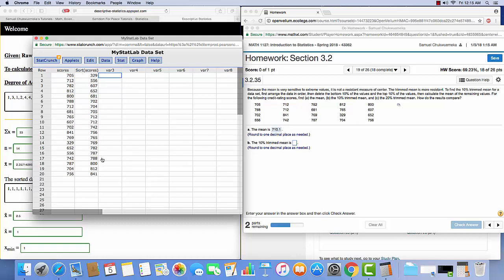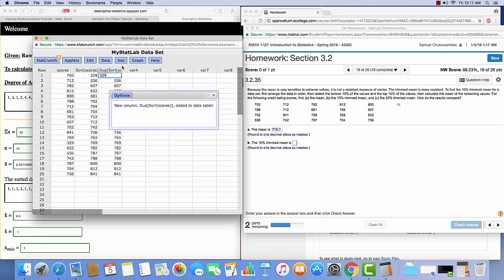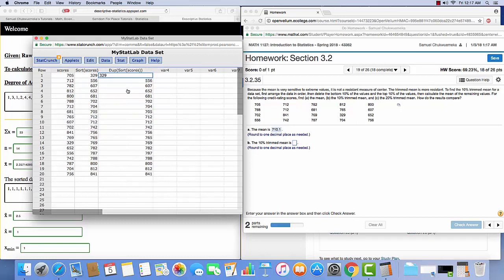I can use this sorted data, by the way. But let me just duplicate it. I'm trying to duplicate this column. So I go to edit, columns, and I click on duplicate. What column do I want to duplicate? The sorted data is what I want. So I can just use that. So I click compute. Okay, and it tells me duplicate.